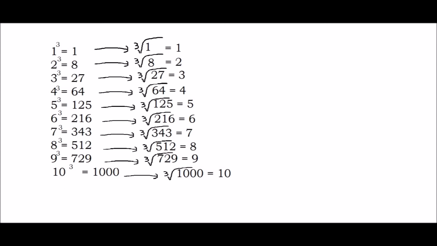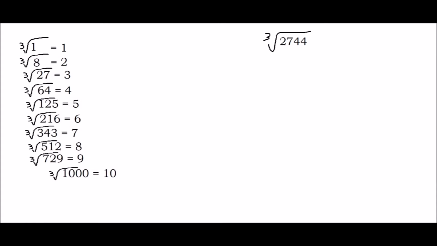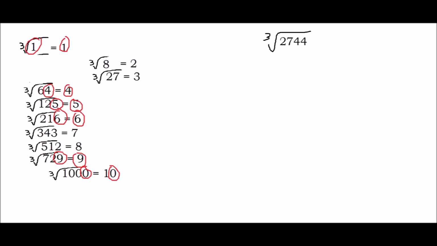But what if the number is big? Like, for example, the cube root of 2744. We can use a trick. Let's look at this list and see a pattern again. See that anything that ends with 1 will always have the result of 1 in the end. 4 with 4, 5 with 5, 6 with 6, 9 with 9, 0 with 0. With the exception of 8, 7, 3, and 2.